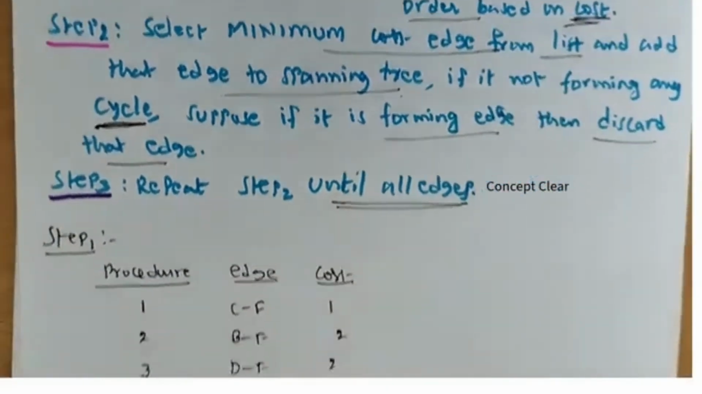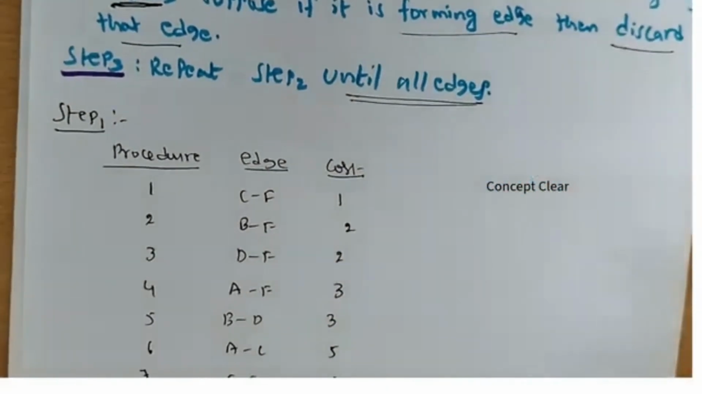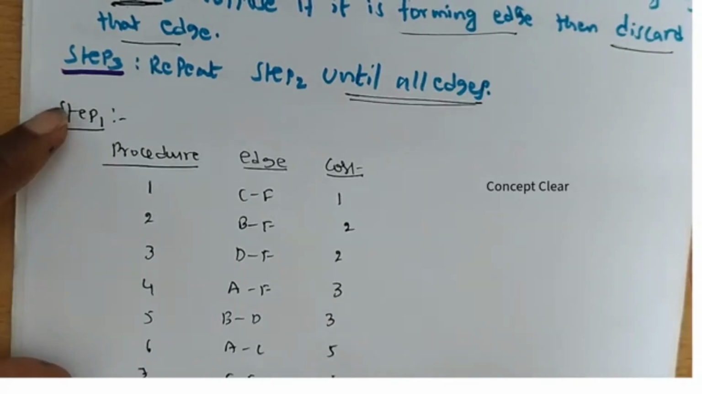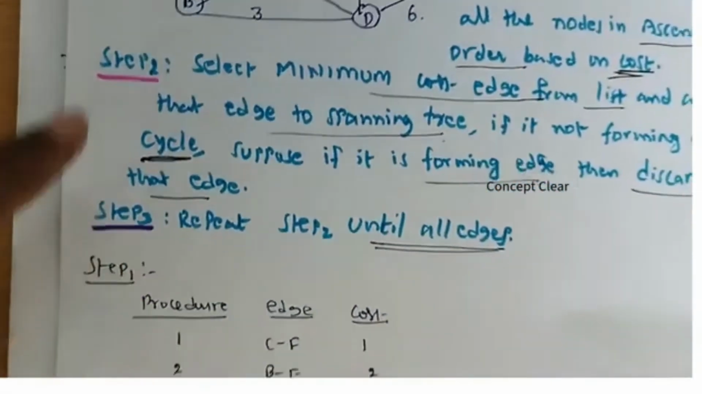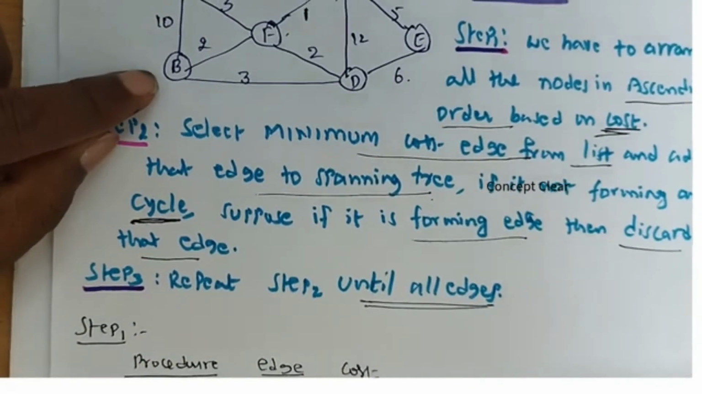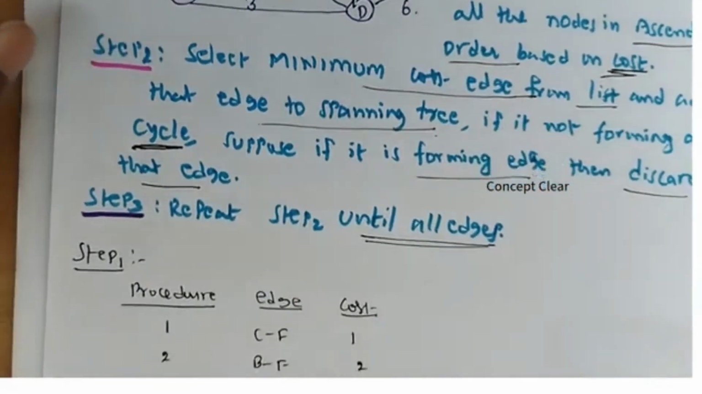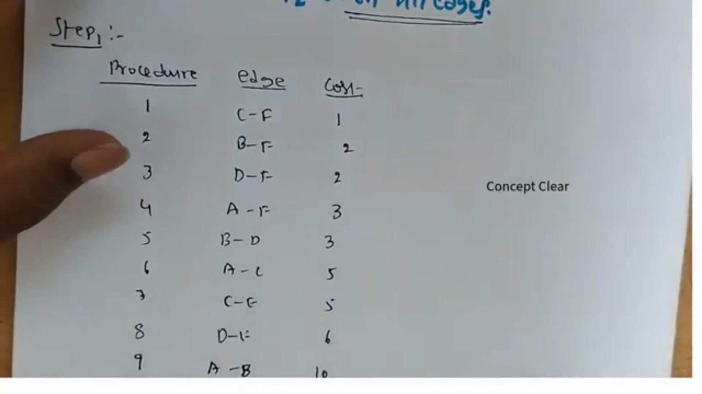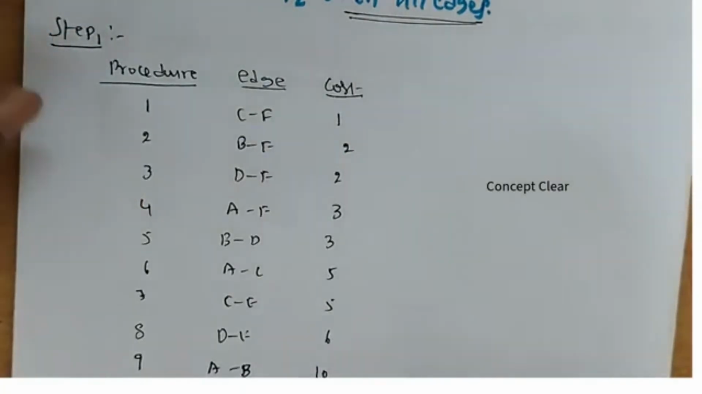Like this, we have to write the first step. After that, we have another one. The ninth one is A to B is 10. And C to D is 12. We write that last. This is the first step.